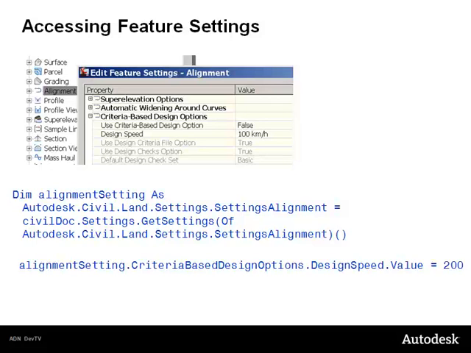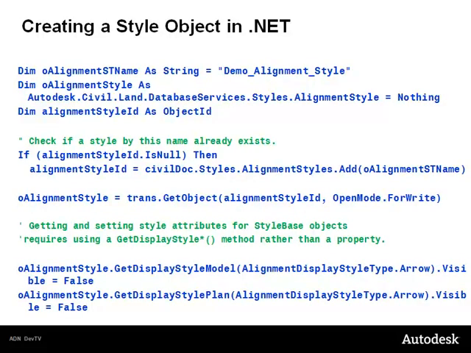Let's now look into the details of how to create a style object using the .NET API. In this slide, I have shown a VB.NET code snippet on how to create a Civil 3D alignment style object. Styles govern many aspects of how alignments are drawn and shown in the drawing. All alignment styles are contained in the CivilDocument.Styles.AlignmentStyles collection. Alignment styles must be added to the collection before being used by an alignment object.